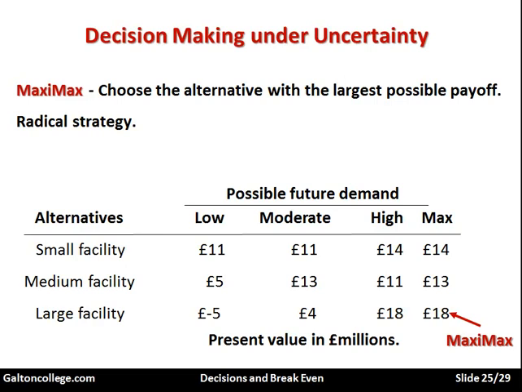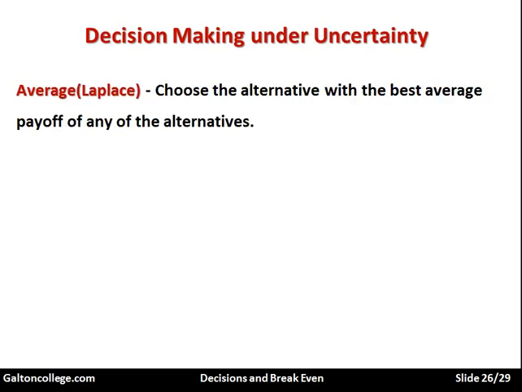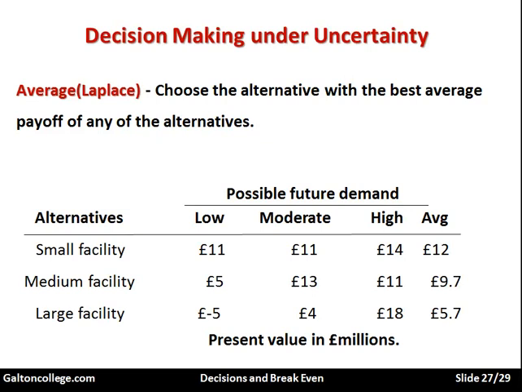Now there are other possible decision-making criteria. There's an average one, which is based on the work of Laplace. Choose the alternative with the best average payoff of any of the alternatives. Well, let's look at it. Here's the matrix we had before, and now I've inserted a column on the right hand side, the average column, which is just 11 plus 11 plus 14 divided by 3, approximately 12. The next one's approximately 9.7, and the next one across, -5, 4 and 18 is 5.7. So you've taken the average of the low, moderate and high, and then take the Laplace, which is take the highest average. So that's another way of looking at it.